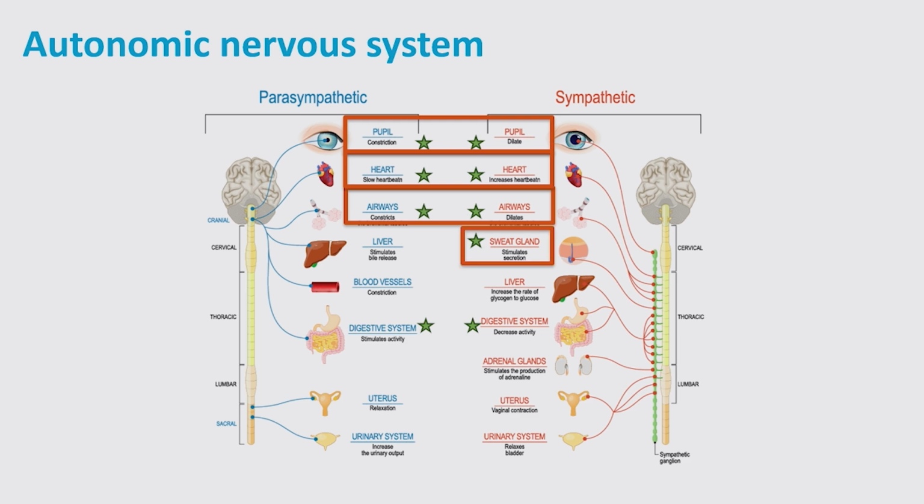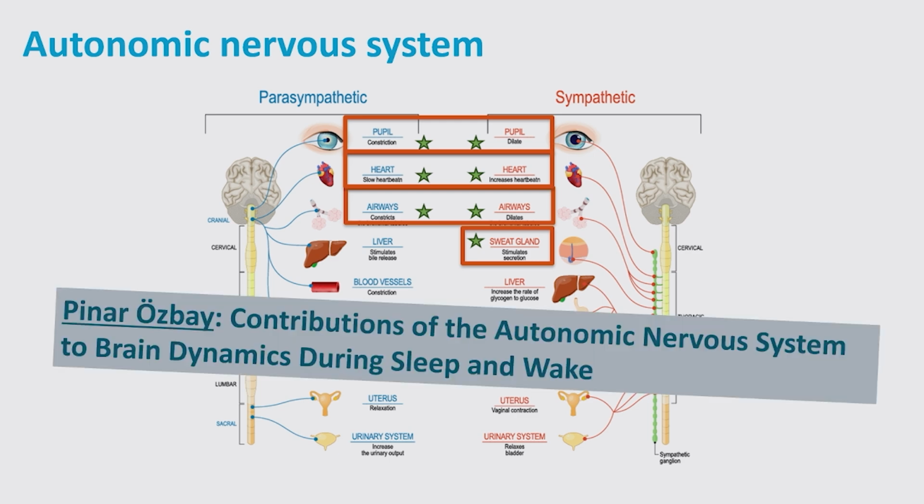We also talked about the sweat glands. When your sympathetic nervous system is more active, you will also have more active sweat glands. And lastly, we talked about the EGG, which can measure the activity of the digestive system. So the autonomic nervous system altogether regulates all the physiological parameters that we have shortly discussed and that we will discuss more today. But Pinar will talk more about the autonomic nervous system and what you can measure using fMRI.